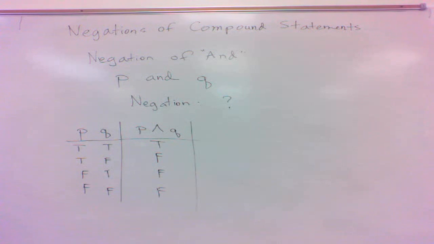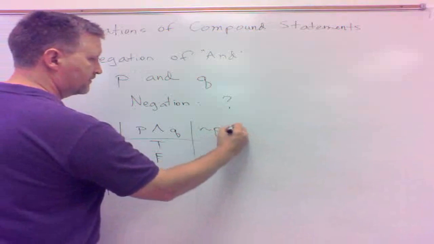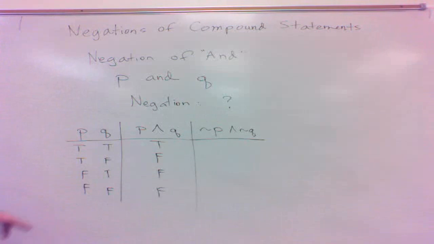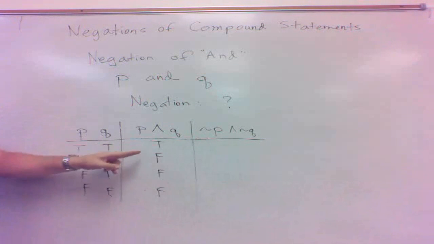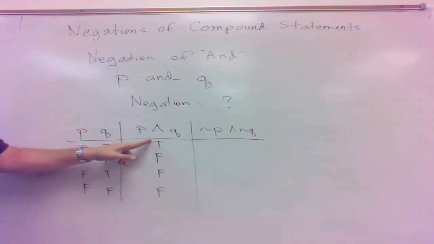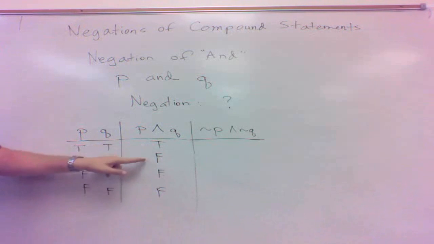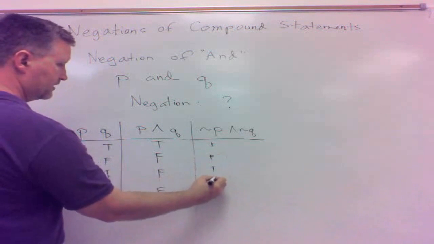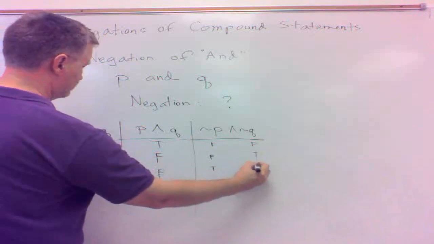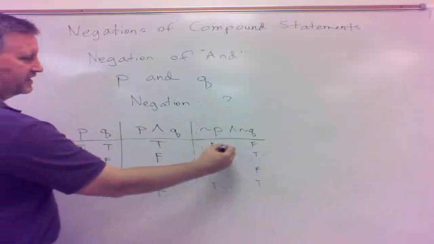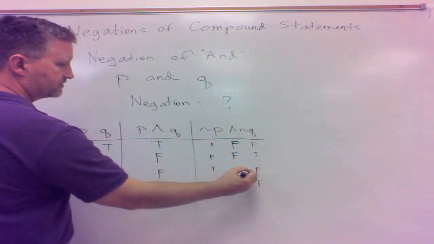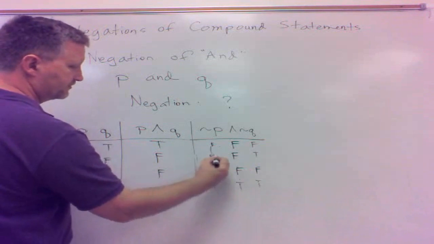Well, we might be thinking to negate and, why don't we just negate P and negate Q and do that? Well, let's try that, because if this is going to be the negation, then it's got to be exactly the opposite in all cases, right? So it'd be opposite in all these cases: false, true, true, true. Not P is false, false, true, true. Not Q is false, true, false, true. But we and those together. False and false is false, false and true is false, true and false is false, true and true is true.